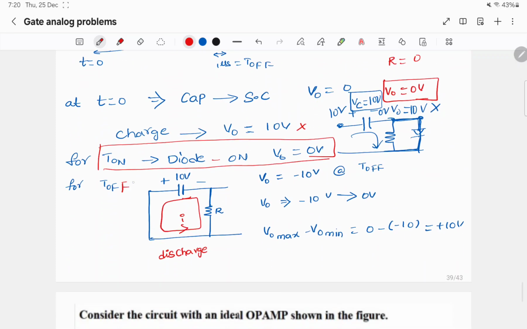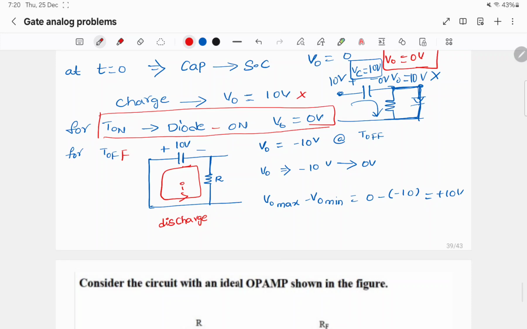For t off, we have Vs as 0 volts and we can replace it with a short circuit.